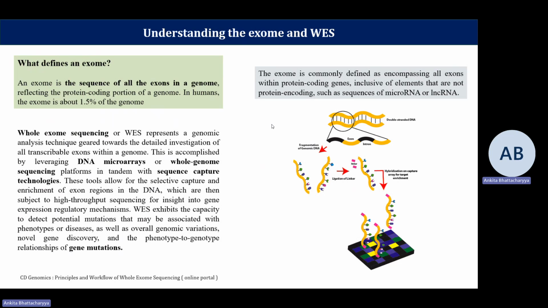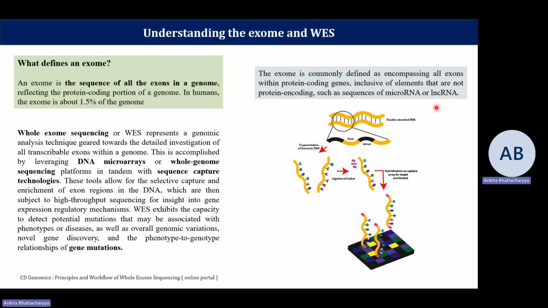Now, this is how we had discussed it in the previous class as well, that the collection of all exons forms the exome. But it also includes something else, which we are going to stress upon today. So it also includes elements that are not protein encoding, like sequences of the microRNA or long non-coding RNA. So this is some additional information that you also get from the output of whole exome sequencing data. And therefore, this is another sort of analysis that can also be carried out.